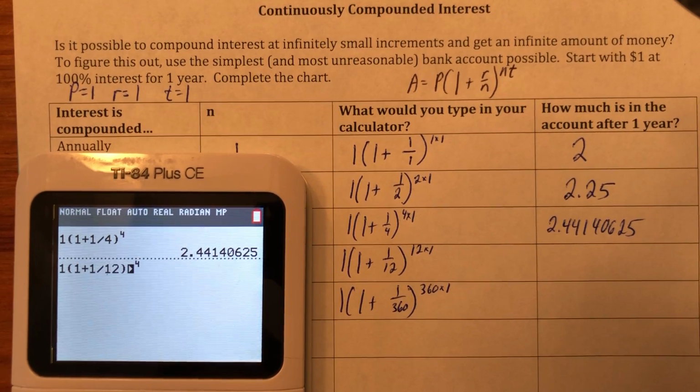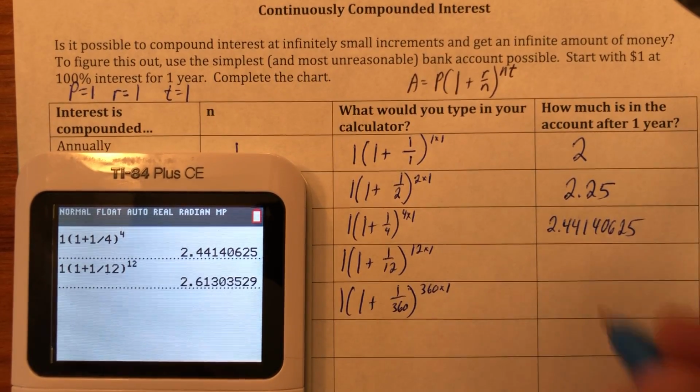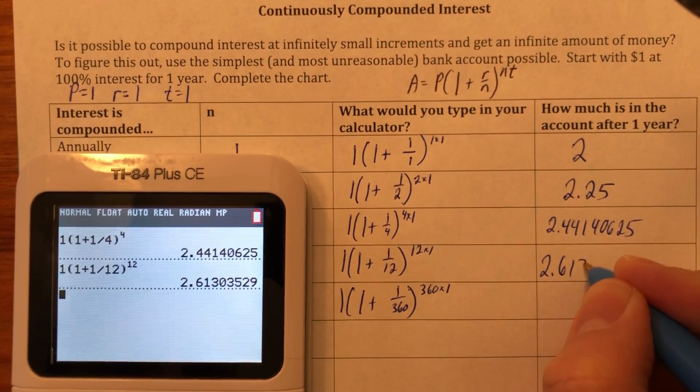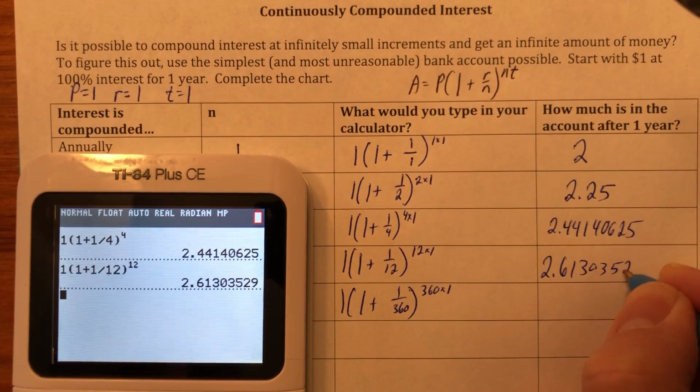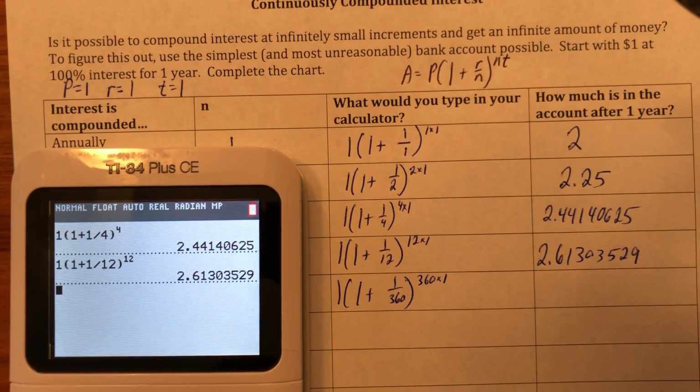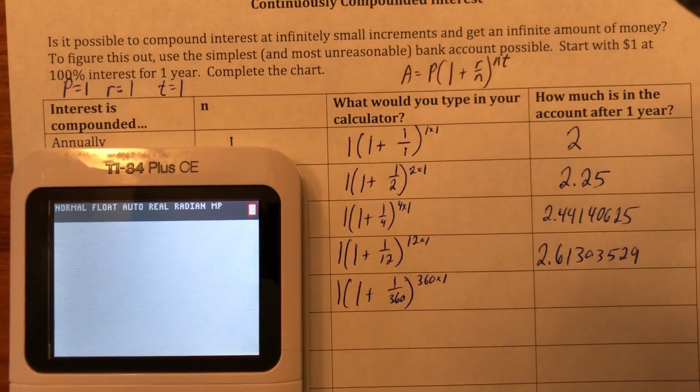So 12, and then we're going to raise that to the 12. And so 2.613033529. And then, let me show you a shortcut.